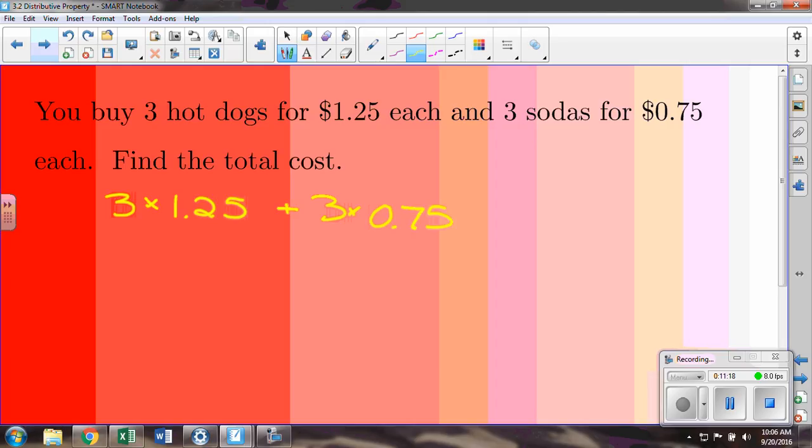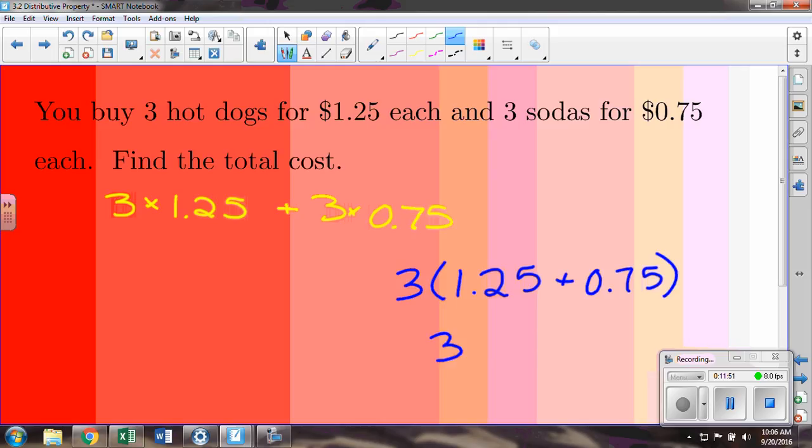Instead of thinking of it as 3 hot dogs individual and 3 sodas individual, we could instead say, I could buy a hot dog and a pop. How much is $1.25 plus 75 cents? That's just $2. We're then buying 3 pairs. So 3 times 2 would give us our answer then of $6.